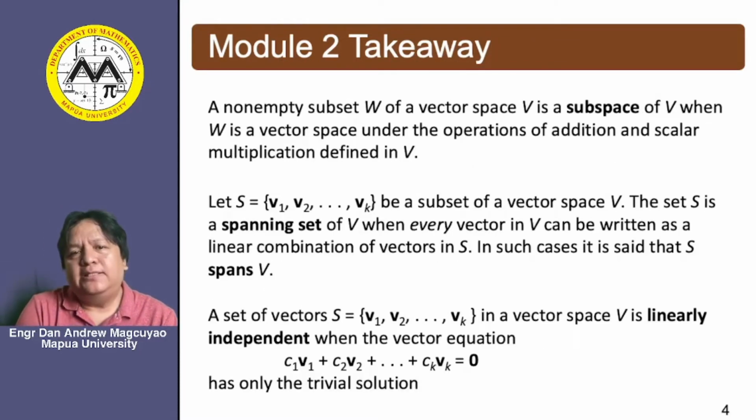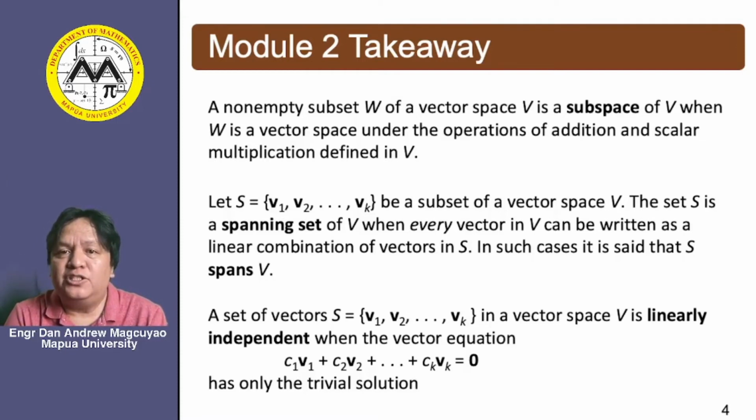A non-empty subset W of a vector space V is a subspace of V when W is a vector space under the operations of addition and scalar multiplication defined in V. Let S equal v1, v2, v3, up to v sub k be a set of vectors in vector space V. The set S is a spanning set of V when every vector in V can be written as a linear combination of the vectors in S. In such cases, it is said that S spans V.